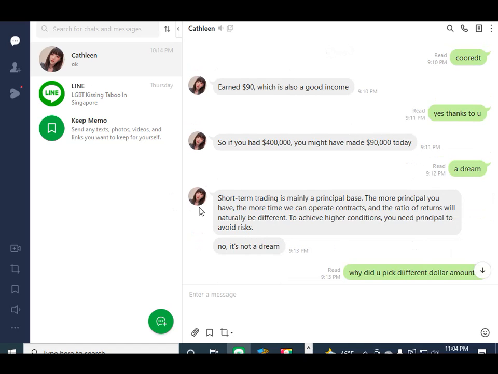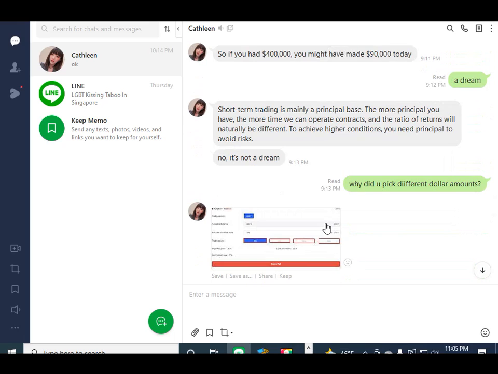And she says short-term trading is mainly a principal base. The more principal you have, the more time we can operate contracts. And the ratio of return will naturally be different. To achieve higher conditions, you need principal to avoid risk. Okay. I asked her, why did you pick a different dollar amount?